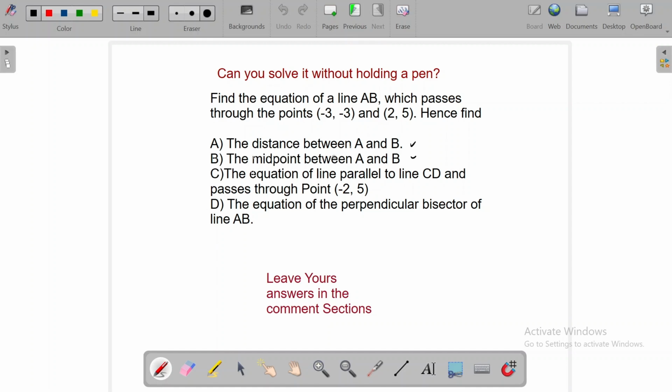For the first example, which is the distance between 2 points, I've explained it in the first video, the midpoint between A and B. I've also explained how to solve the midpoint, how to solve the distance, and find the equation parallel to CD if it passes through the point. This is a one-point form and the equation of the perpendicular bisector.